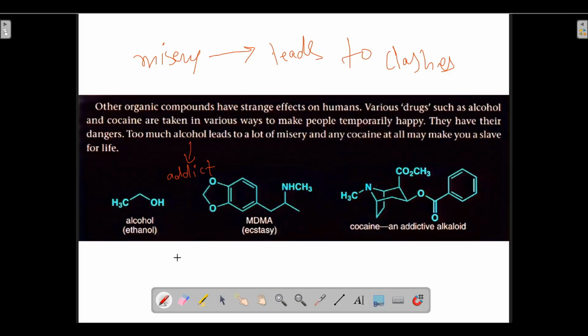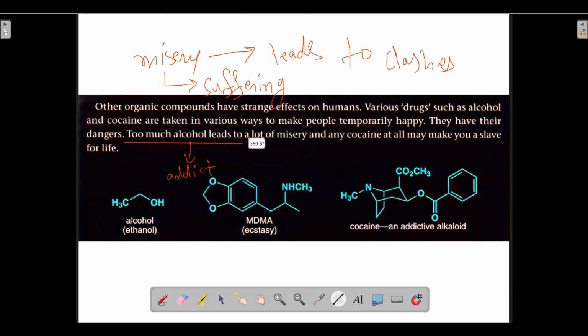The meaning of the word misery is suffering. Suffering is called misery. Too much alcohol leads to a lot of suffering. For example, there might be physical suffering, because your liver will be damaged. Liver and kidney are damaged. So physical suffering is there.